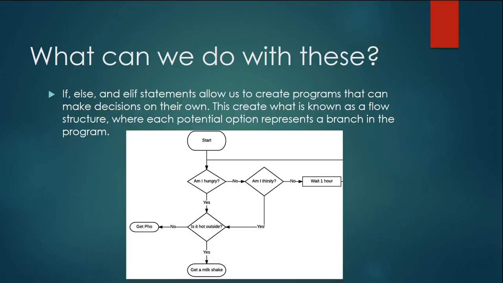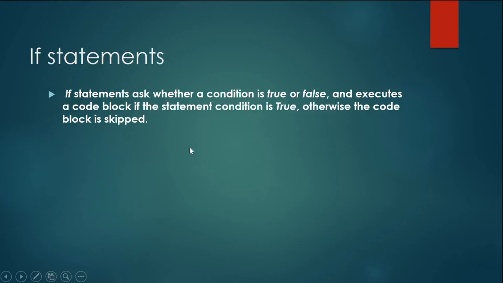So let's go ahead and look at an example of just using an if statement. First I just want to introduce if statements. If statements ask whether a condition is true or false and execute a code block if the condition is true. Otherwise it's skipped. When I'm talking about a condition, I'm talking about using comparison or Boolean operators. If you didn't watch the previous video on Boolean and comparison operators, you probably should do that. They're pretty straightforward, but if you get confused during this video, I highly recommend you do that.